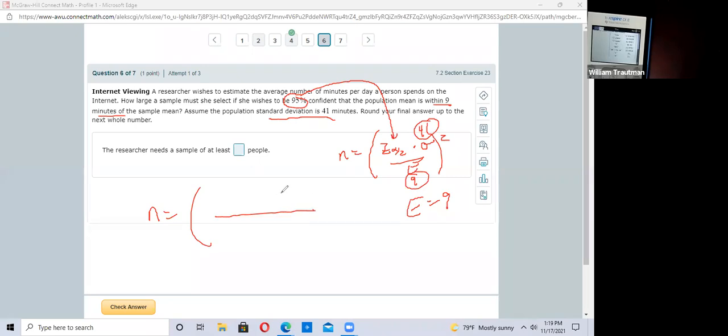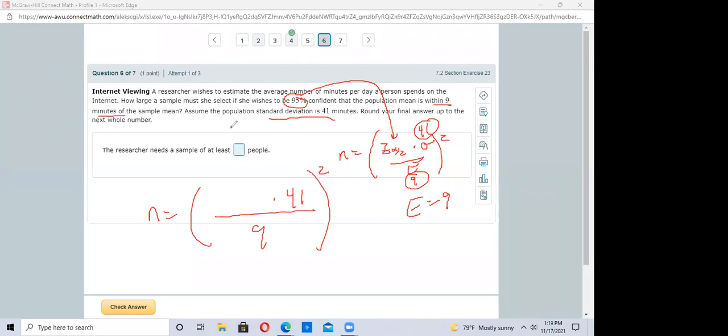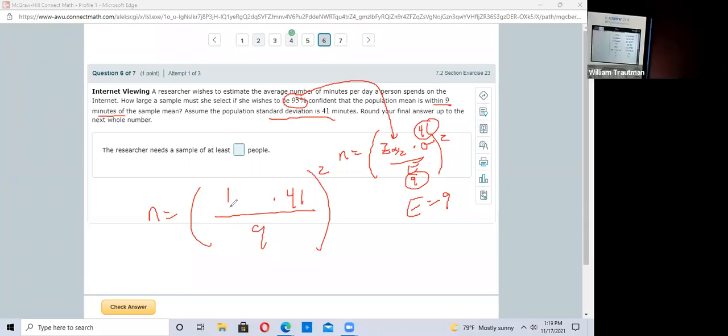Anybody have their workbook? 1.96. Thank you, thank you, thank you. Because if I go back to the workbook, it's going to delete all this stuff that I'm writing down.